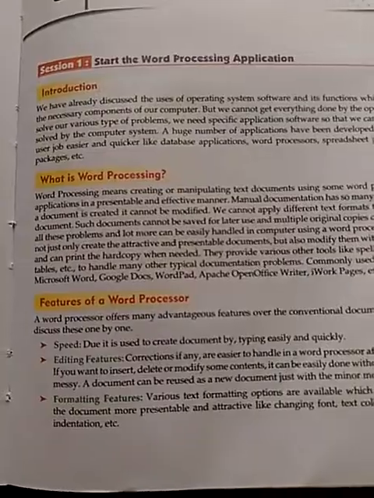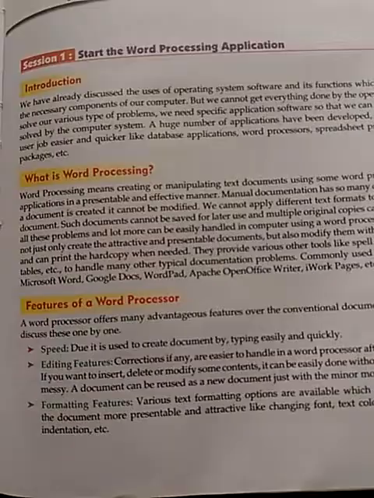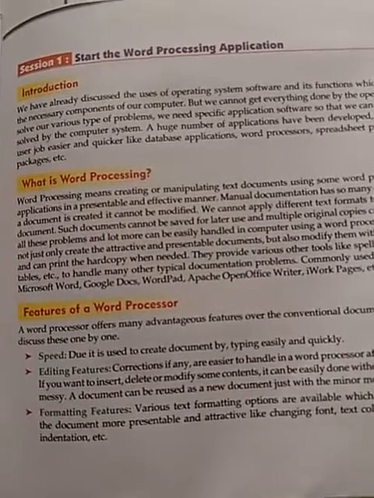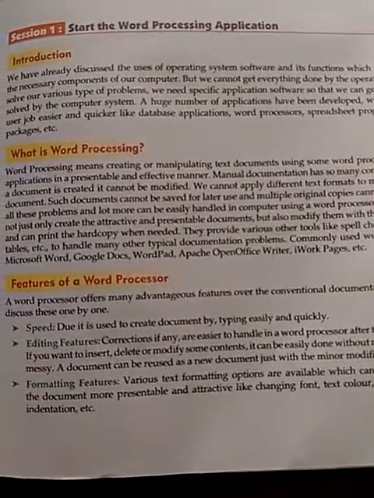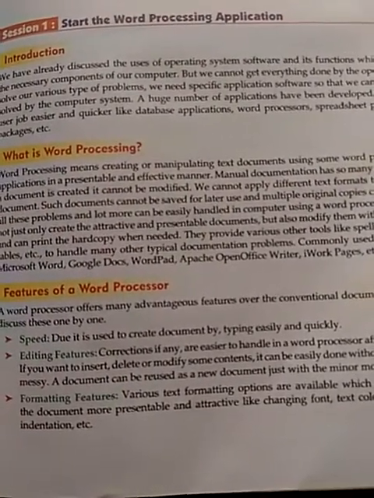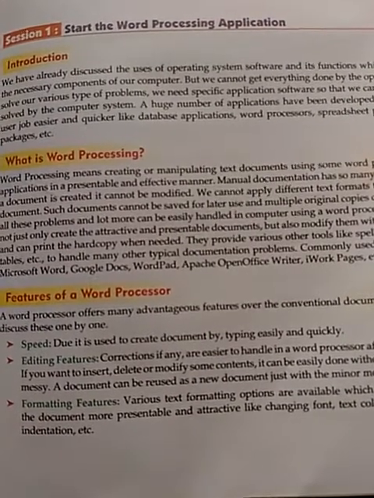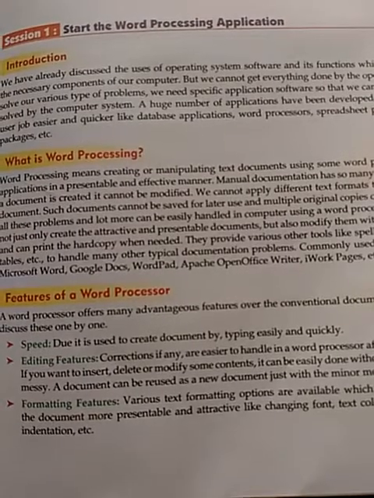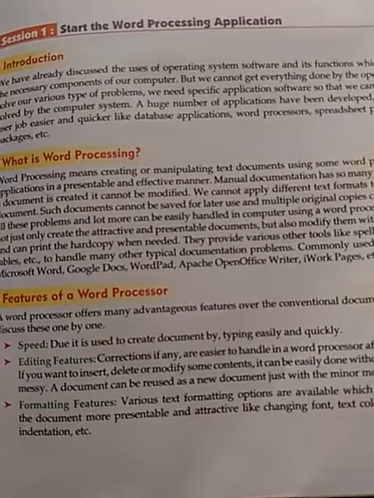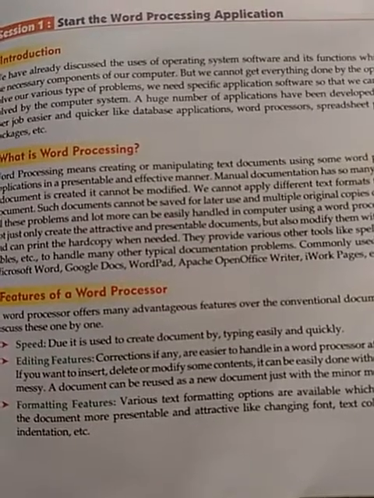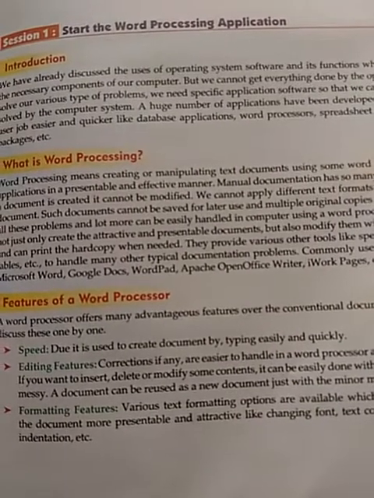Features of word processor. Speed. A word processor provides us speed to type the letter or to create the document in a fast and effective way. Editing feature. A word processor provides many editing features to edit your document in a simple and effective way. For example, it provides many shortcut keys and other tools to create a letter in a very fast and easy way.